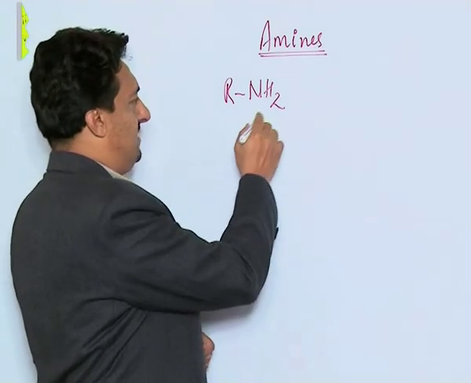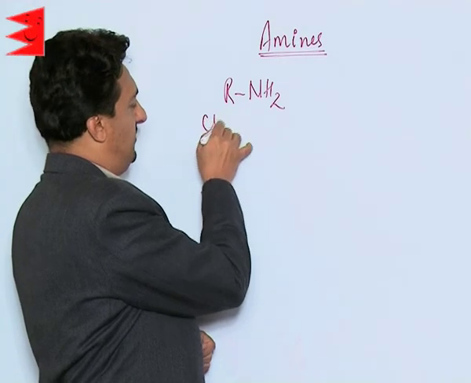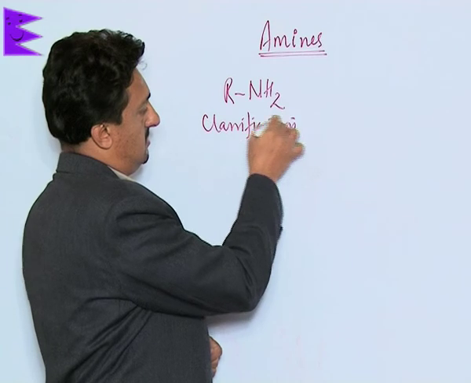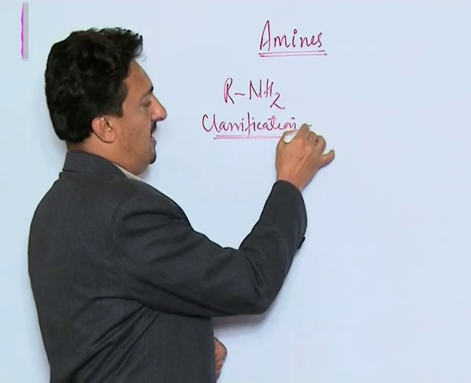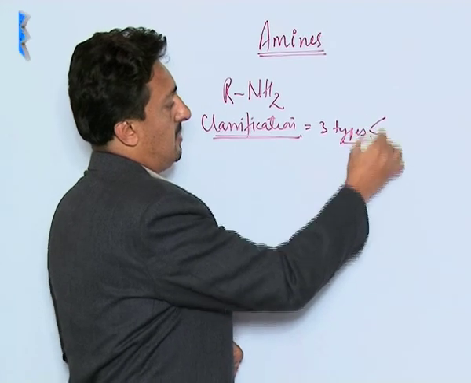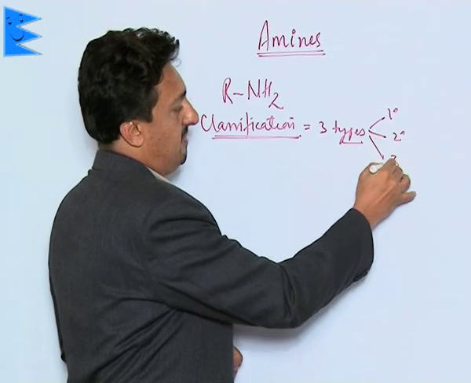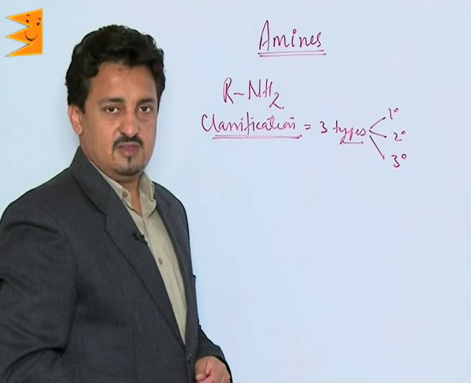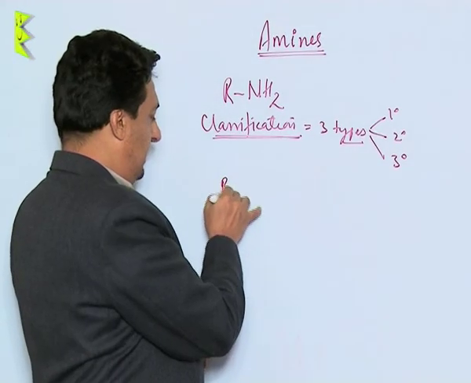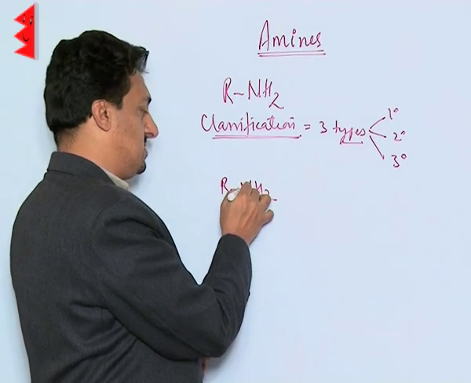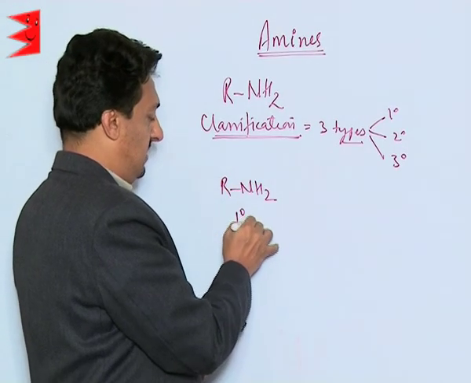Let us understand their classification first. Amines are of three types, called primary, secondary and tertiary, depending upon the number of R groups they have. If an amine has only one R group attached to the nitrogen, it's called a primary amine.